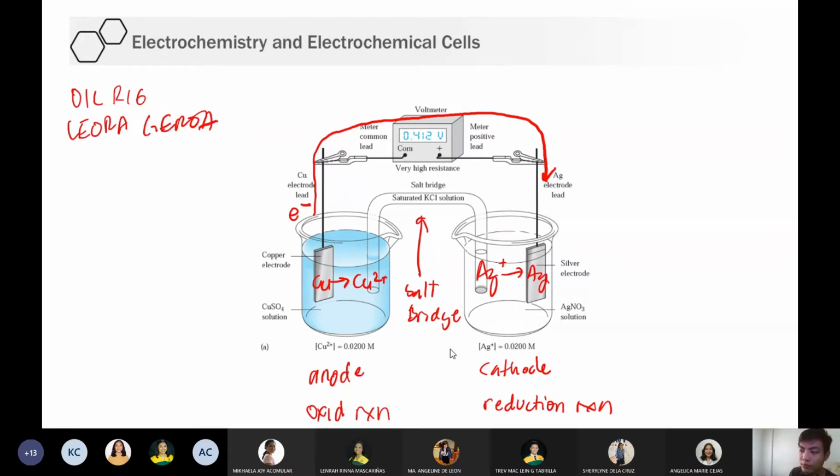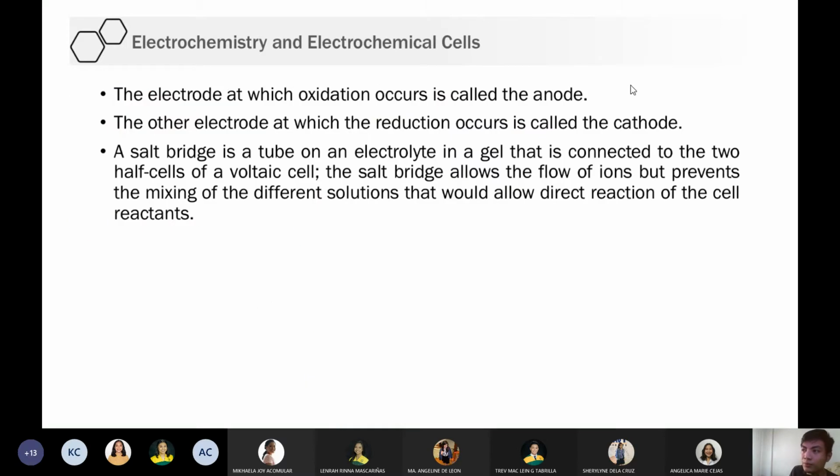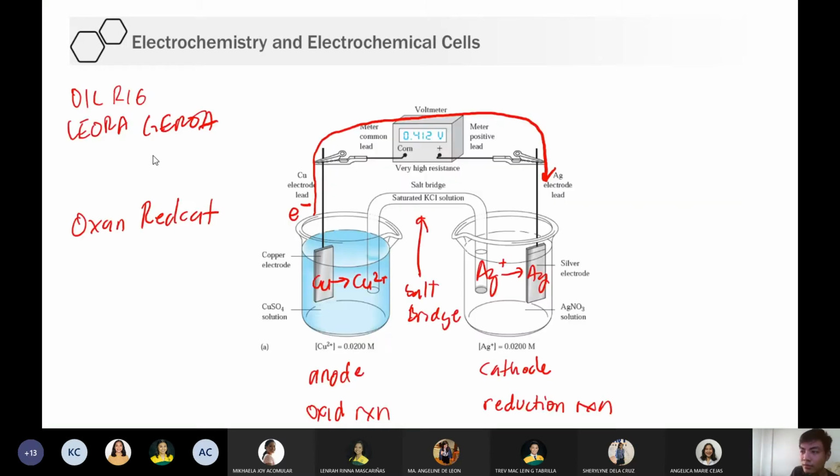The mnemonic for this one is OXAN RED CAT. Okay, so if you watch my lab video, na-discuss ko to sa kanila yesterday. OXAN RED CAT: oxidation, anode, reduction, cathode. Ayan. Hindi mo na kailangan kabisaduhin to lahat. Okay. So again, the mnemonic for this one is the OXAN RED CAT. Oxidation, anode, reduction, cathode.